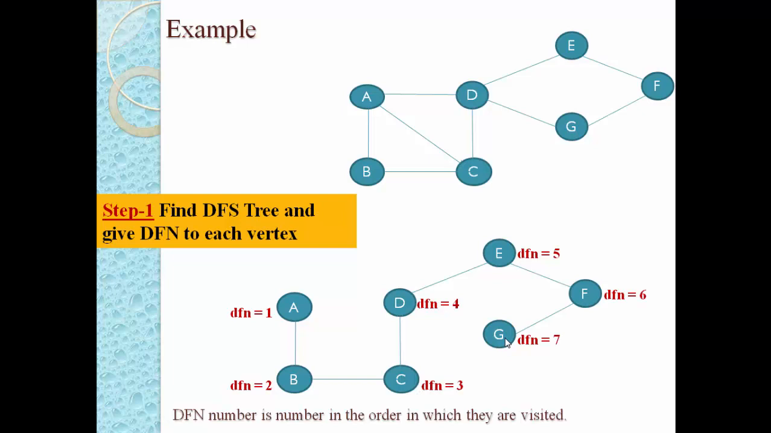So this is step number 1: find the DFS tree of the graph, then give DFN to each and every vertex. We have identified one DFS tree and we have given a DFN number to each and every vertex.